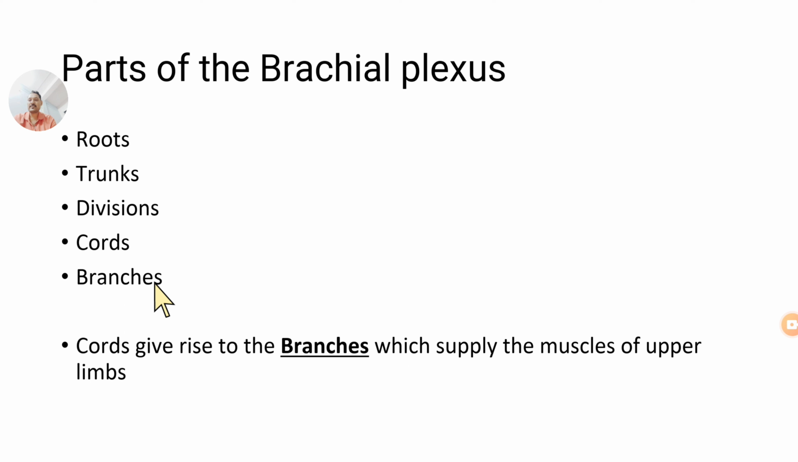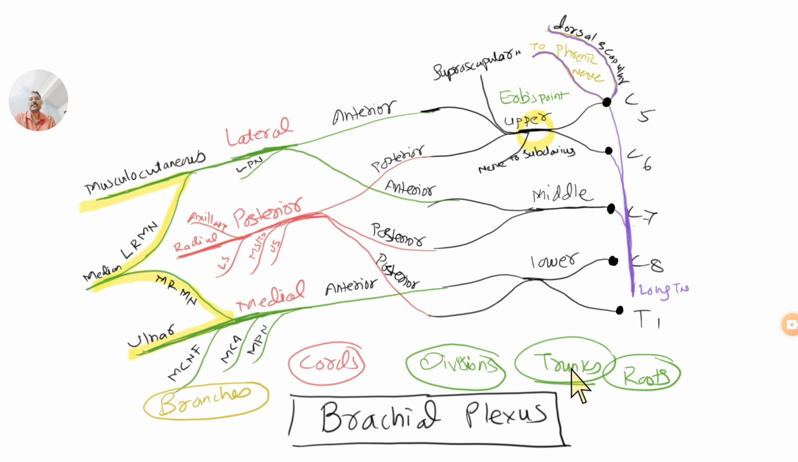Okay. So this is how your cords give rise to the branches, and the cords are more famous for various reasons you are going to know later in this lecture. They will give the branches and they will supply the muscles of the upper limb. So this is your brachial plexus cords. Now see, this is a very simple diagram and you have to draw this. This is a must know. You cannot skip this part.